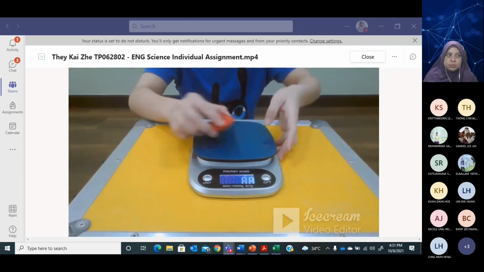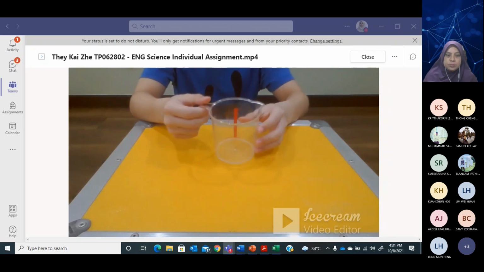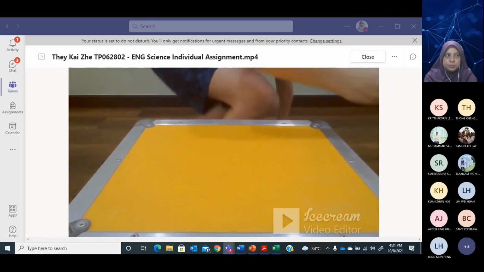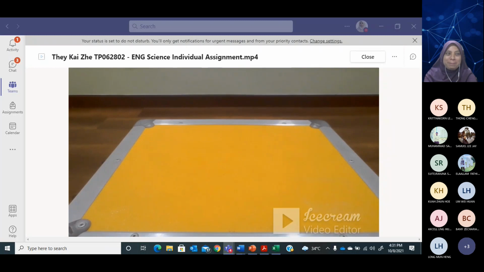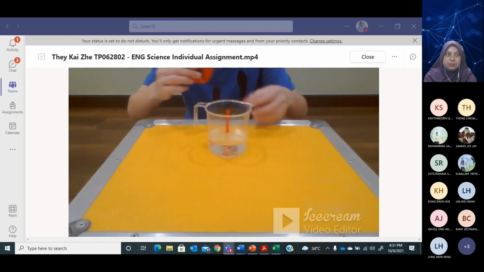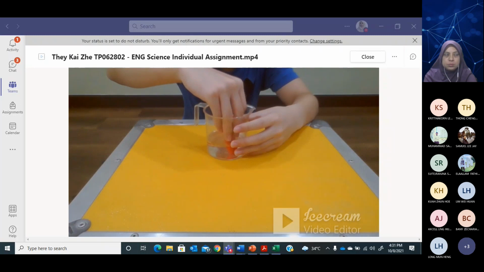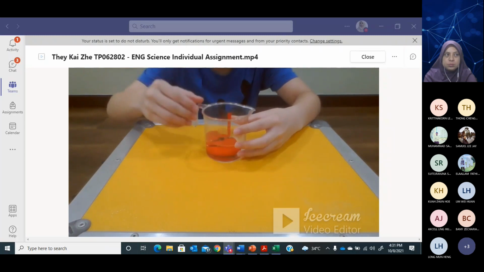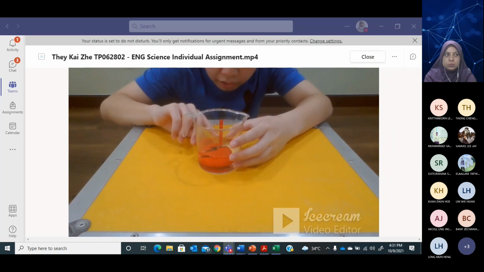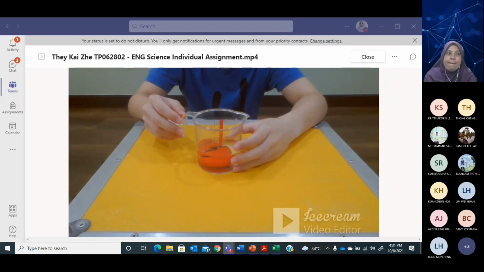And next, I will fill the measuring cup with 100 milliliters of water. I will measure the volume of the rock using the water displacement method. And here the mark reaches 130 milliliters. So the volume of the rock is 30 milliliters.